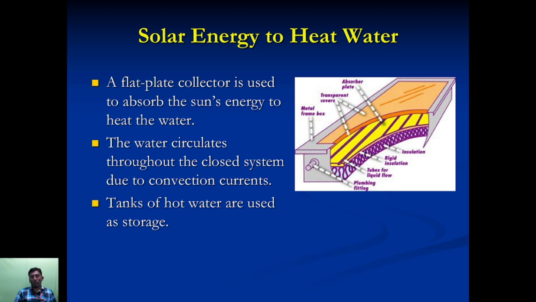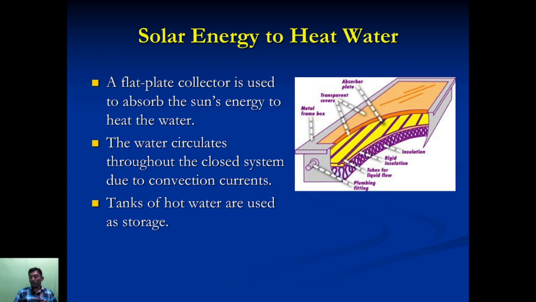energy. This is also the working principle of the solar water heater. A flat plate collector is used to absorb the sun's energy to heat the water. The setup is given in this figure. It has an absorber plate, and in the center we have transparent covers, and this system is set inside a metal frame box, and inside that box we have insulation.